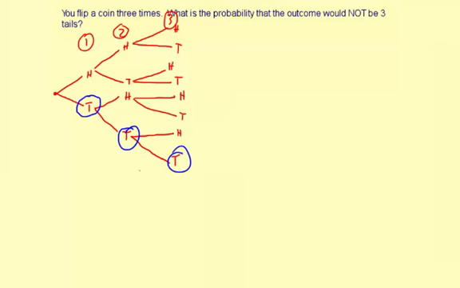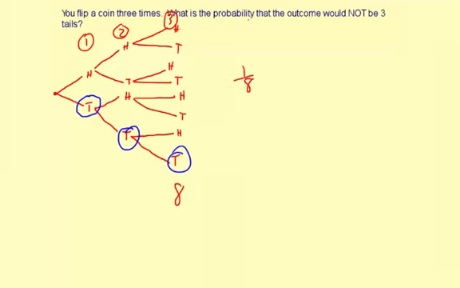So that's the only possible outcome of 3 tails out of how many possibles? Let's see, 1, 2, 3, 4, 5, 6, 7, 8. So there are 8 possible outcomes, and only one of them is 3 tails. So that would be 1 out of 8, or 1/8.